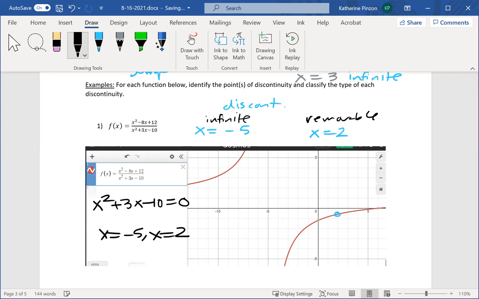Okay. And then you have to look at both of those places, -5 and 2, in the graph. Because places where the denominator is 0, you know funky things have to happen, right? That's when the light bulbs in your brain should be going off saying something weird's happening at these places where the denominator is 0.